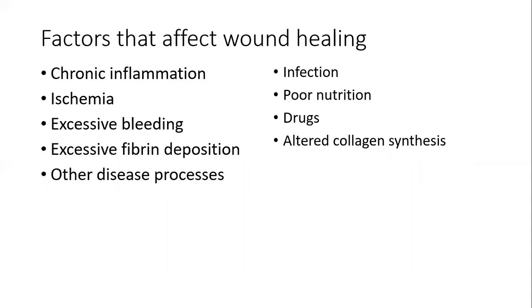Factors that affect wound healing, that's objective 13, I should say. If there's chronic inflammation, that'll influence wound healing. If there's ischemia, this is more or less things that negatively affect wound healing. It's chronic inflammation, ischemia, excessive bleeding, excessive fibrin deposition, other disease processes like diabetes is a good example, infection, poor nutrition, drugs, and altered collagen synthesis. It's pretty interesting, some of the research that's been done on methamphetamines and how that really disturbs wound healing and can cause some sort of disfiguring wound healing or failure to heal.